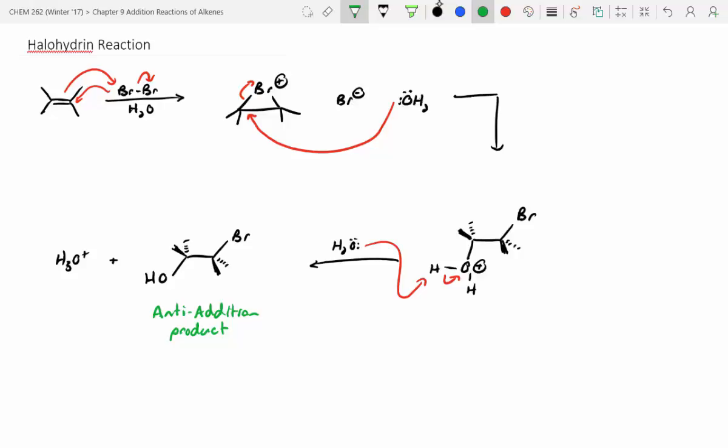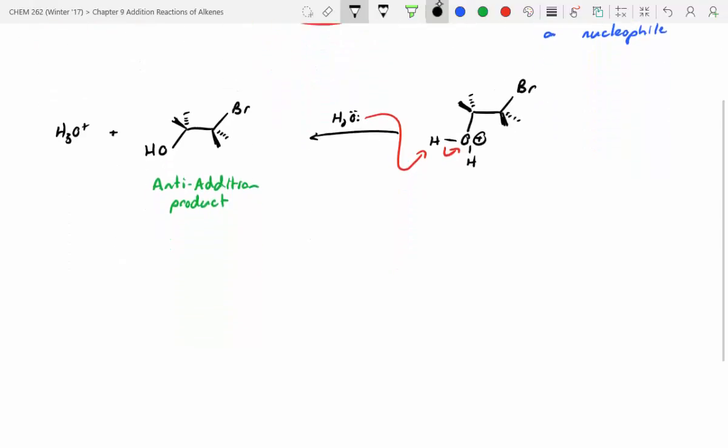The key feature with this reaction is that water outcompetes the bromide as a nucleophile. So it's really just a variant on the same halogenation reaction we saw yesterday. So let's take a look at the stereochemistry of this reaction, which is a little bit tricky. I'll show you guys an example.